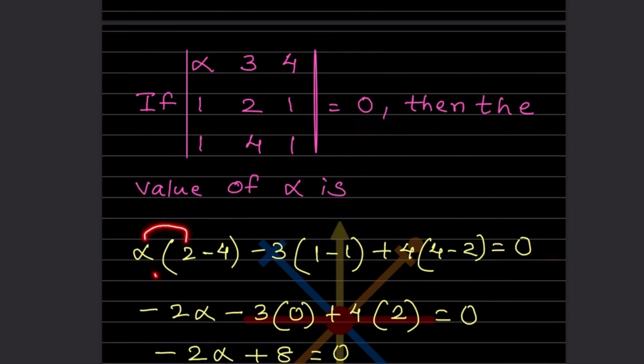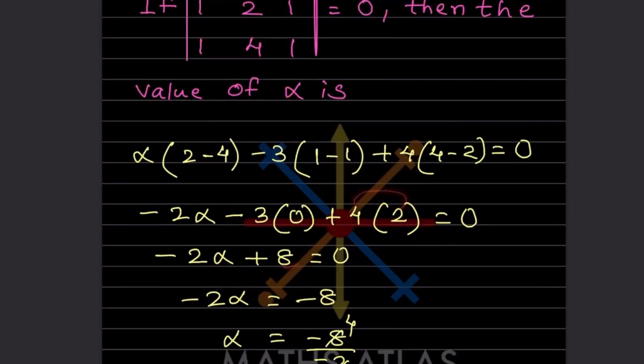So now what will we do? We will write here 2 minus 4, which we can also put as minus 4 plus 2. That is going to be minus 2. And this is alpha, so we write minus 2 alpha. And 1 minus 1 is 0. So here we put minus 3 and 0 over here. 4 minus 2 is 2, so we put 4 into 2, and the 0 as it is. This is going to be 0, so we don't have to write anything here.